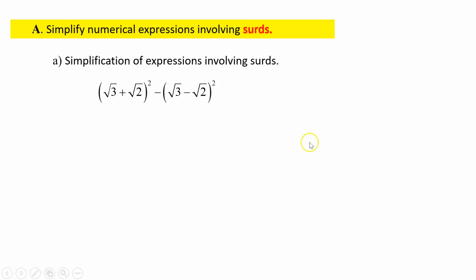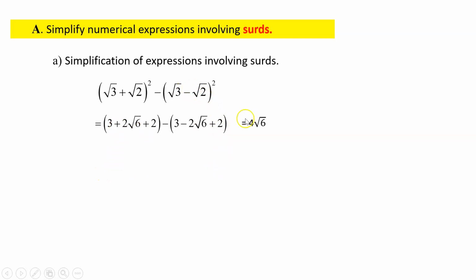Surds: simplify numerical expressions involving surds. So simplification of expressions involving surds, like a bracket squared minus another bracket squared. If we square the first bracket, we square the first term, we double the middle, so twice root 6, and we square the end term, so 2. Square the other bracket, remember to keep the minus outside, so 3, double the middle, so minus 2 root 6, plus then 2 for minus root 2 all squared.